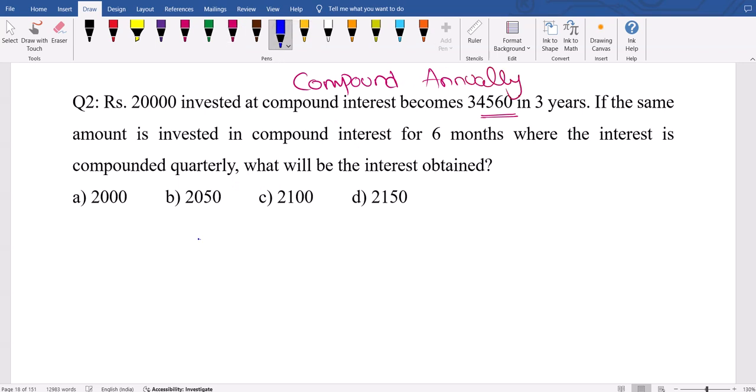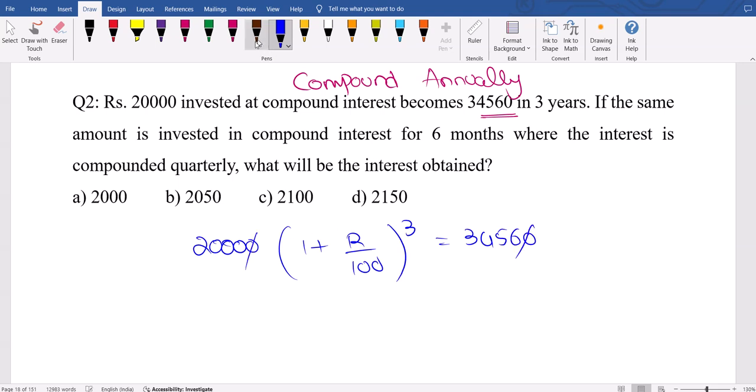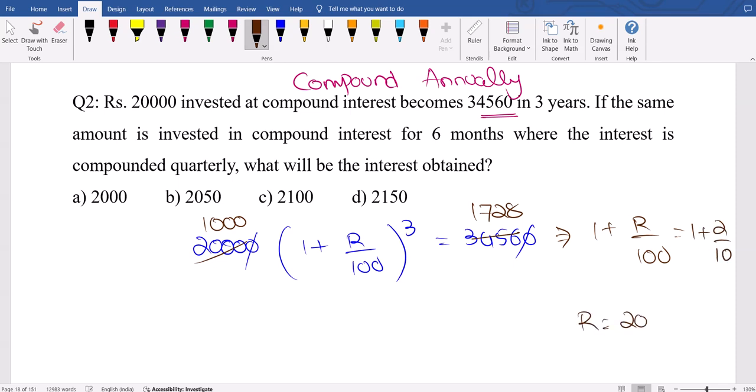How, sir? See, 20,000 times (1 plus r divided by 100) whole power 3 is 34,560. So this 0 cancels, and now we got 1,728. 1,728 is 12 cube, and this is 10 cube. So what we will get is (12 by 10) whole cube. So 1 plus r by 100 is nothing but 12 by 10, which is 1 plus 2 by 10. Rate of interest is 20% you will get.